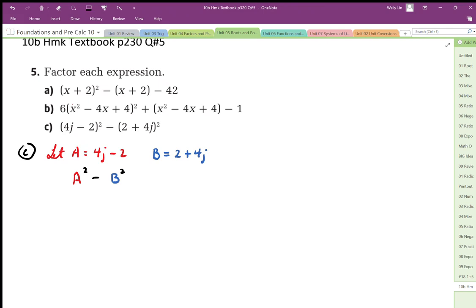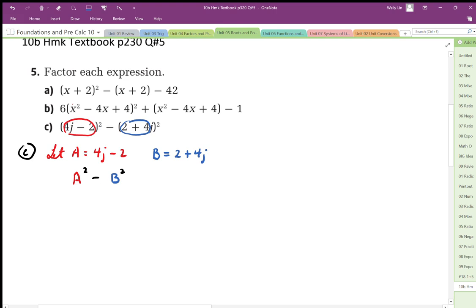See, we can do a let statement again, where we're going to let the inside term inside here be a. And so we end up with a squared. And if we let the inside term here be b, we end up with b squared. So we end up with a difference of squares when we do this let statement.